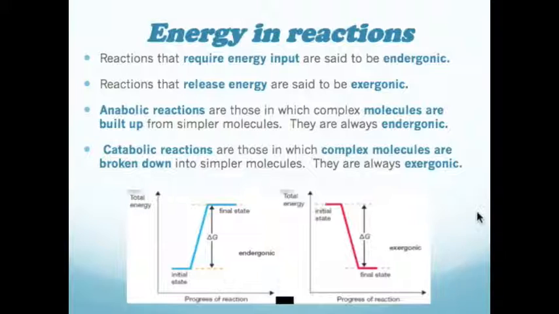So, energy in reactions. Reactions that require an energy input are termed endergonic, and reactions that release energy are termed exergonic. This means that the products in an endergonic reaction have a higher energy state than the reactants, and in an exergonic reaction the products have a lower energy state than the reactants. This is also termed in two other ways. Anabolic reactions are those which build molecules up, and these are always termed endergonic, whereas catabolic reactions are those that break complex molecules down, and they are termed exergonic.